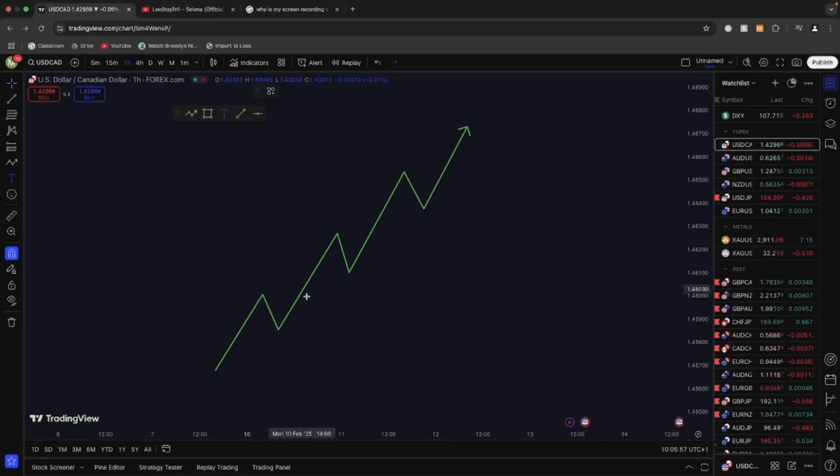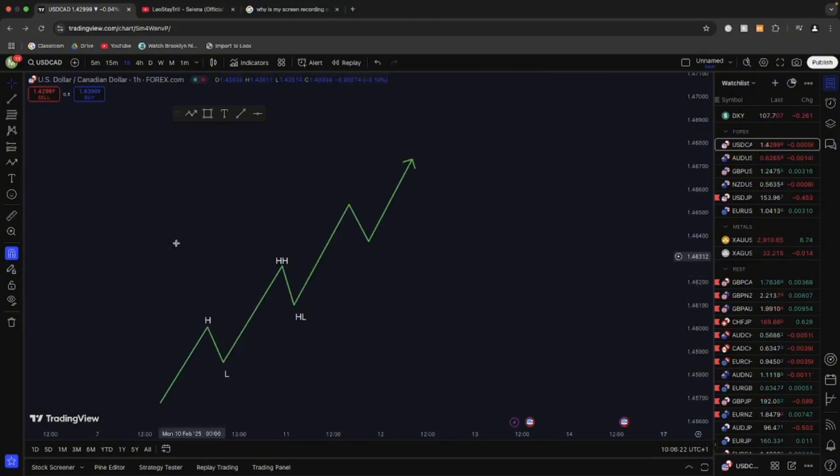What I mean by this is a high, okay? And this is a low. Right here, that's a low. Now, this is also a high, but this high is higher than the previous one. So this becomes a higher high. Now, this is also a low, but this low is again higher than the previous low. So this is a higher low. Then here we have another high right here. But this is a higher high because it's higher than the previous high.